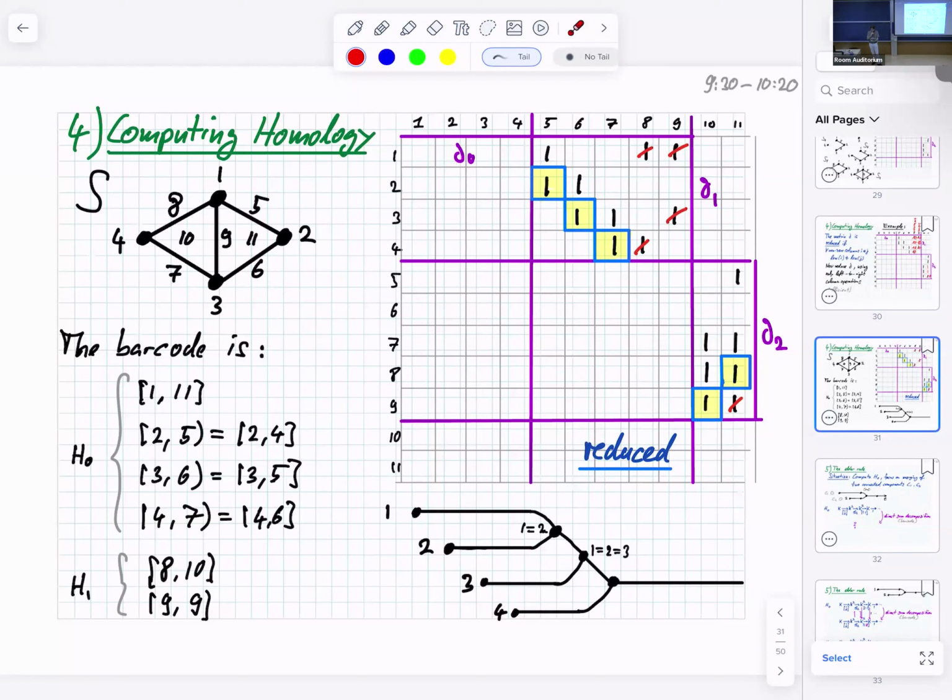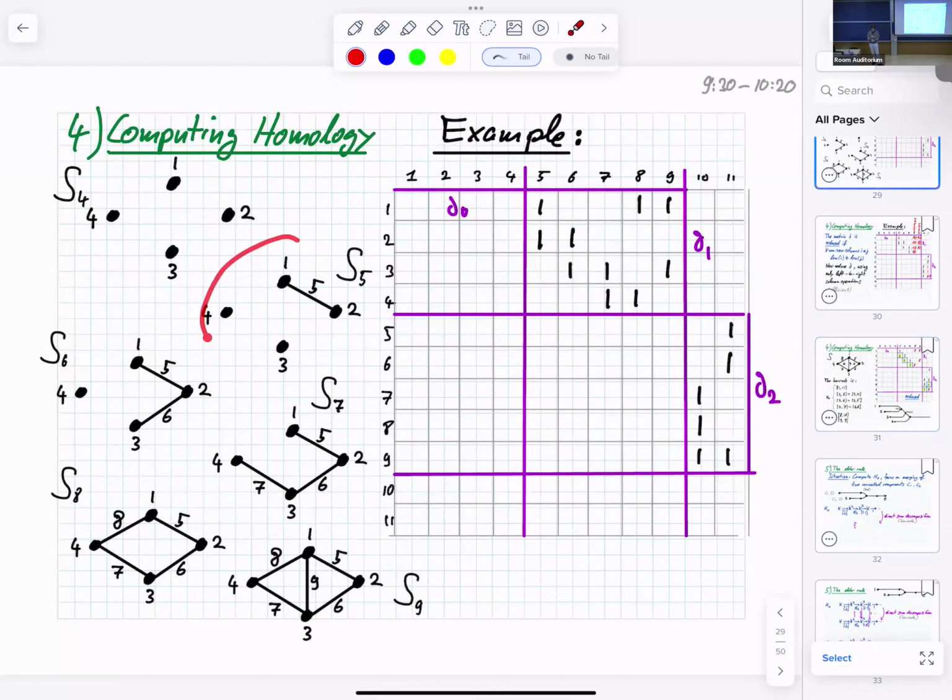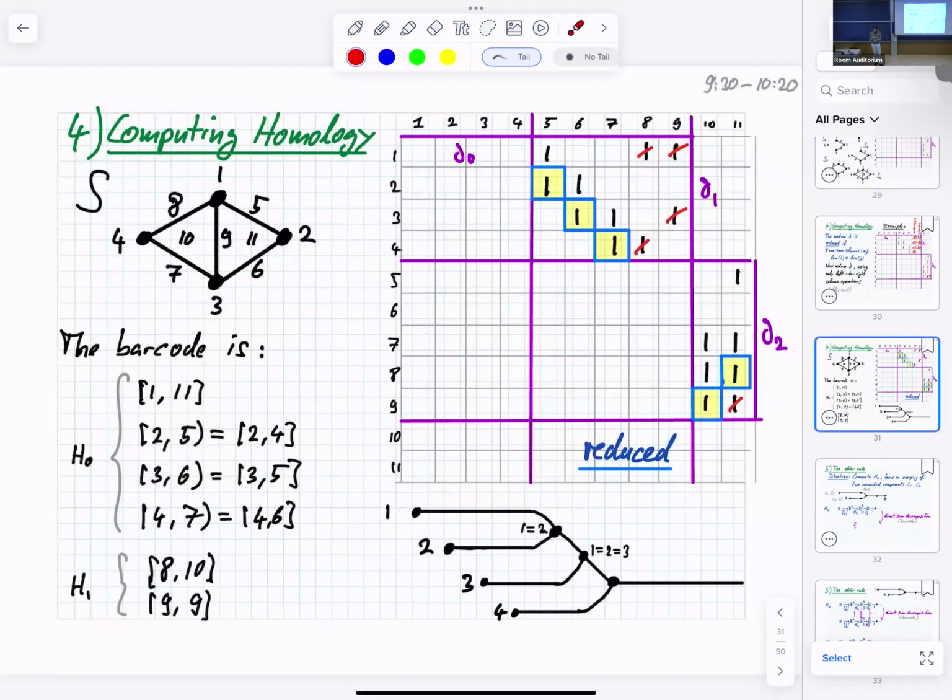So in our computation of the zeroth homology, what did we say before? Introducing this edge 5 between 1 and 2 would combine two connected components into one. So at position number 5, the two connected components labeled by the vertices 1 and 2 merge into one connected component. This corresponds to the fact that in position number 5, the 2 is matched into 1. So there is an entry here.